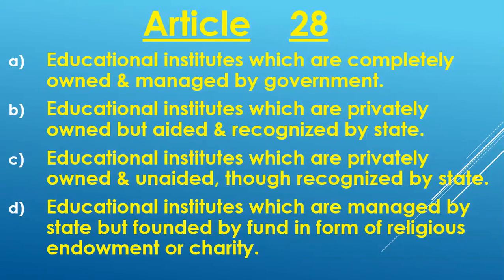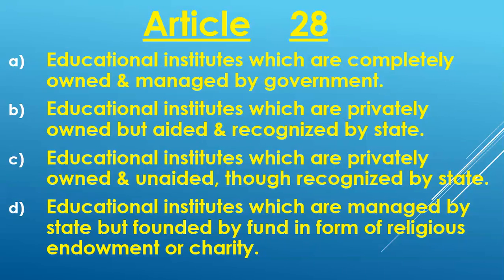Now the second point is that these institutions are aided and recognized by the government. What does it mean? Aided means government gives them financial help, means government gives them money, monetary help. So these educational institutions receive monetary or financial help from the government, and they are also recognized by the government.